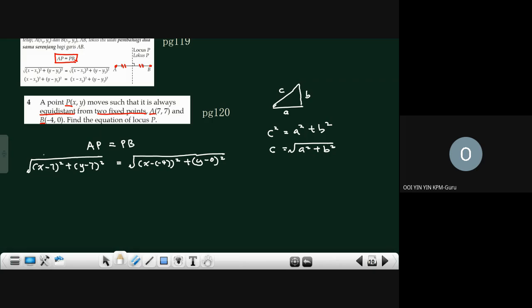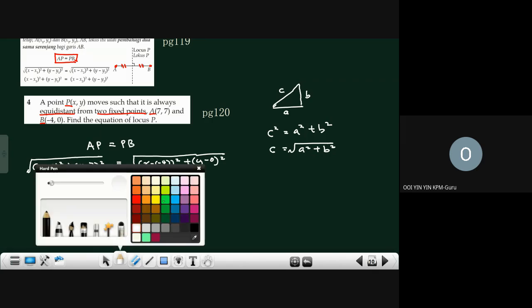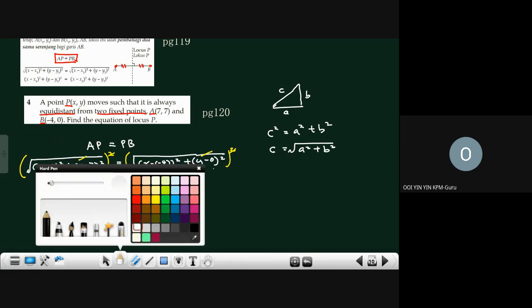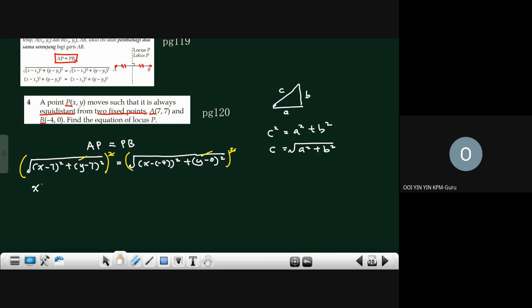This square root is definitely going to be a hindrance for you. So first thing, we cancel off the square root by squaring both sides. Then your square root and your square cancel off, so only the one inside is left. Now we expand it. You get x square minus 14x plus 49, and then for y you get plus y square minus 14y plus 49.